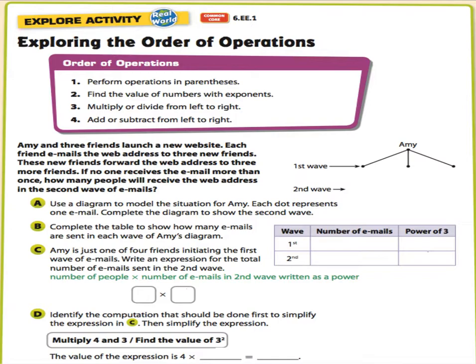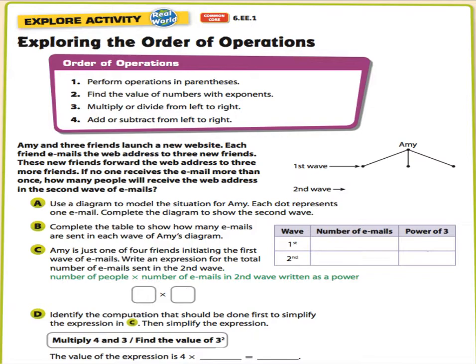All right, so first let's explore. So we have Amy and 3 friends that launch a new website. Each friend emails the web address to 3 new friends. These new friends forward the web address to 3 more friends. If no one receives the email more than once, how many people will receive the web address in the second wave of emails? All right, so we're going to use this diagram to help us out over here to the right.